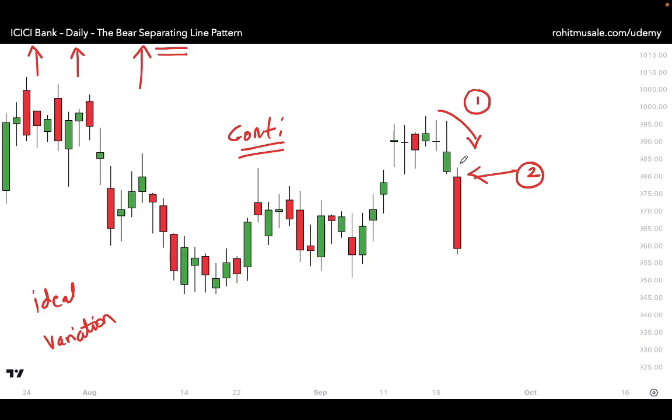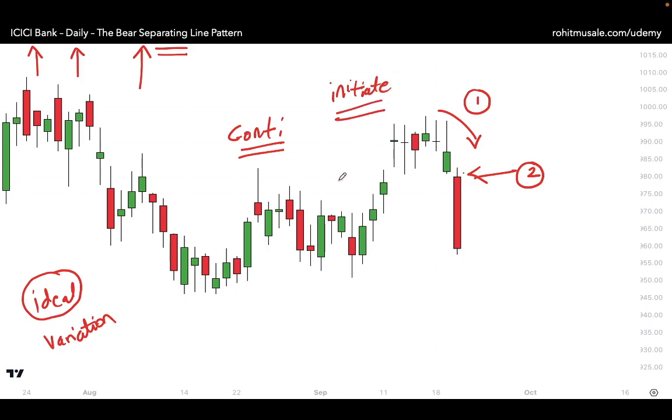Ideally, both candles should have the body near the ranges. So, for example, this candle would open near the low, close near the high. This candle would open near the high and close near the low. The shadows should be smaller and the candles should be taller. That's the ideal version. I wouldn't use this pattern to initiate a trade.